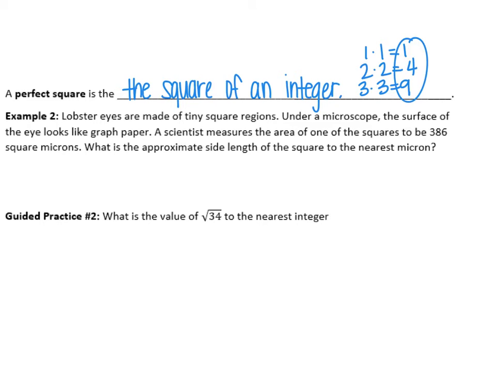4 times 4 is 16. 5 times 5, 25. 36, 49. You just keep going and you get all the perfect squares.